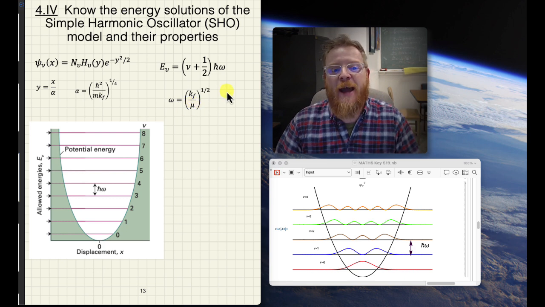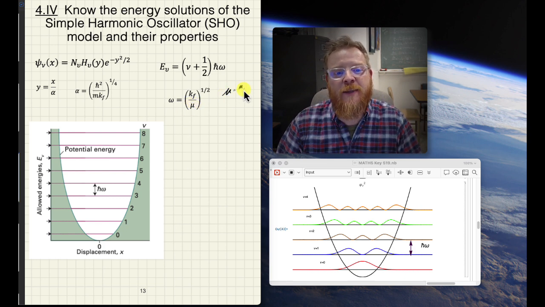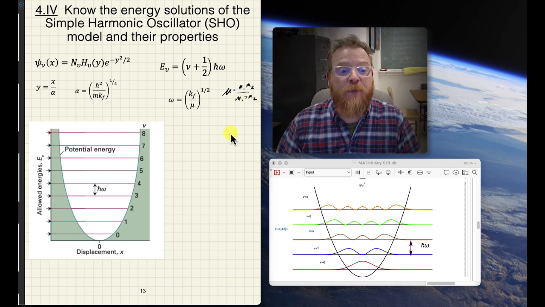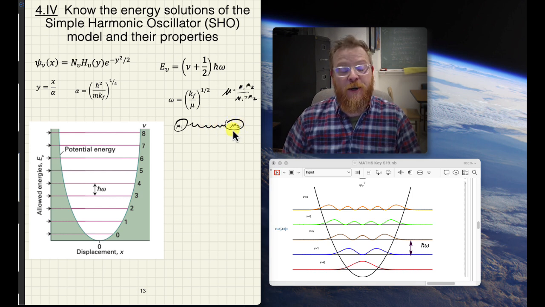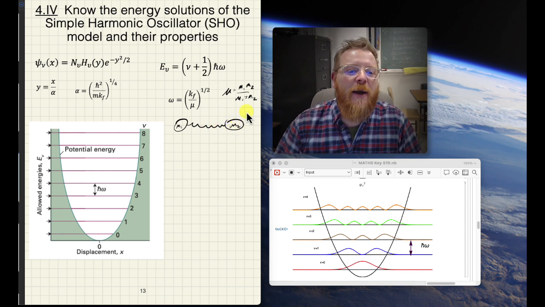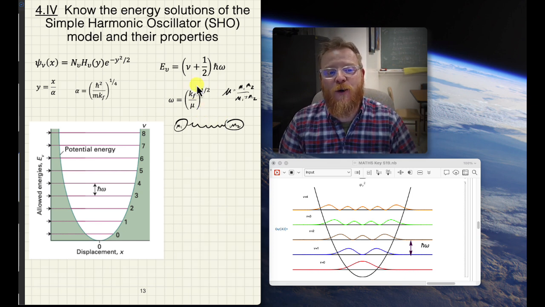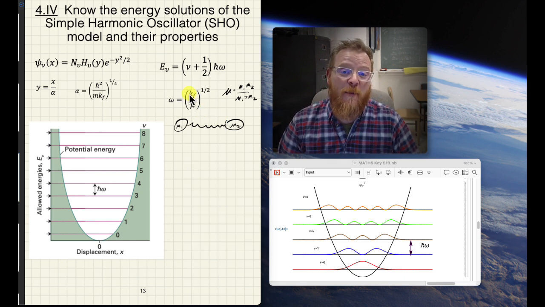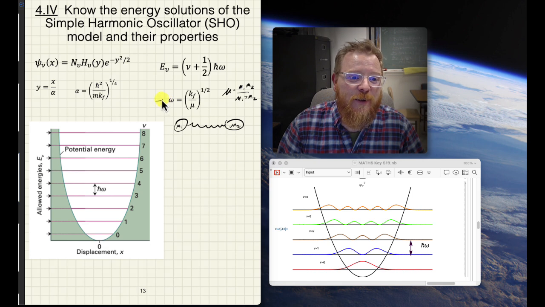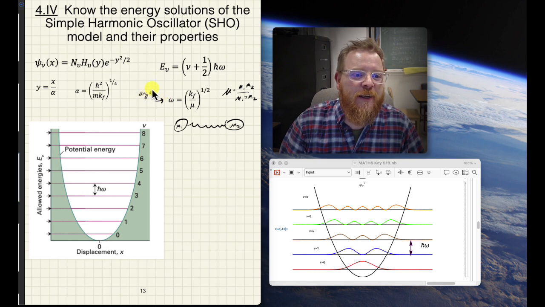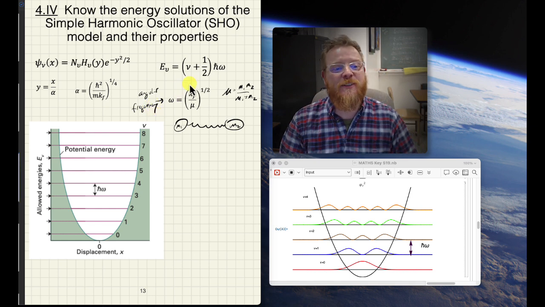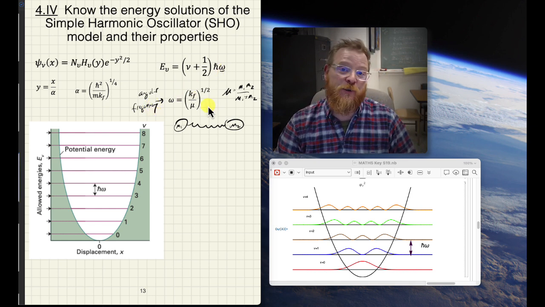So this time I put back that reduced mass, right? Recall that's m1 times m2 over m1 plus m2, right? For the situation when I have two masses on a spring. And so what's really cool about this is, if you recall, we got this from the classical mechanics. So this is our angular frequency of our oscillator, which we can see comes directly into our energy solution right there.